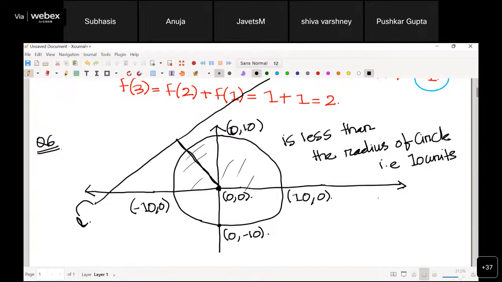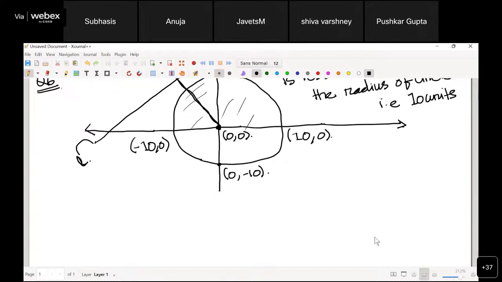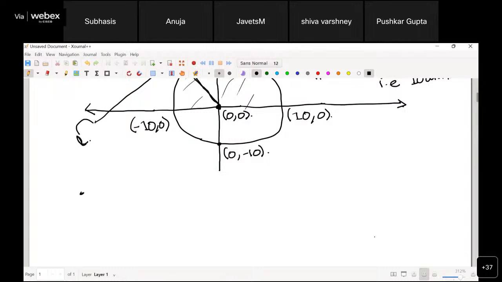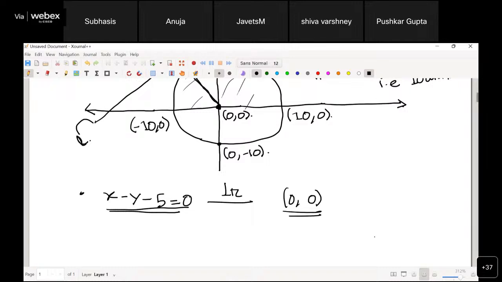Now, is this question clear, how one should solve it? Yes, sir. Okay, now what you need to do: a bunch of equations are given. Suppose the first equation is x minus y minus 5 equal to 0. For this equation, you need to find the perpendicular distance between this line and the origin. If the perpendicular distance is less than or equal to 10 units, then Rohan's mobile will get the signal. Similarly, you have to check the other options.